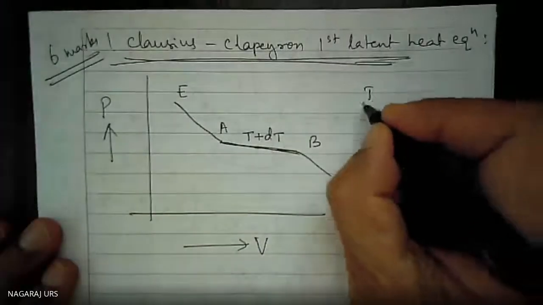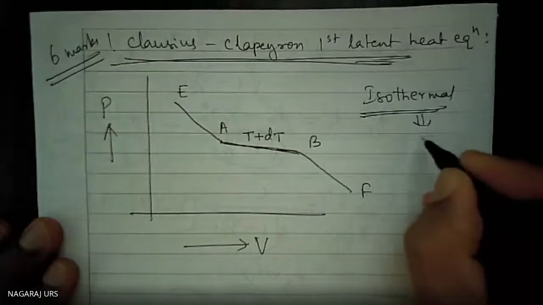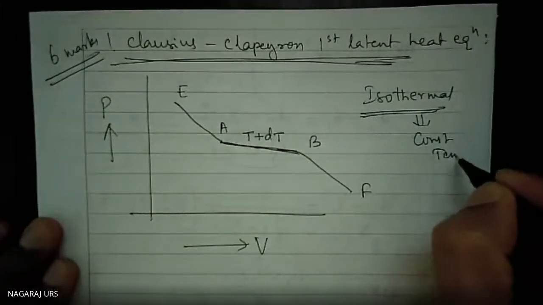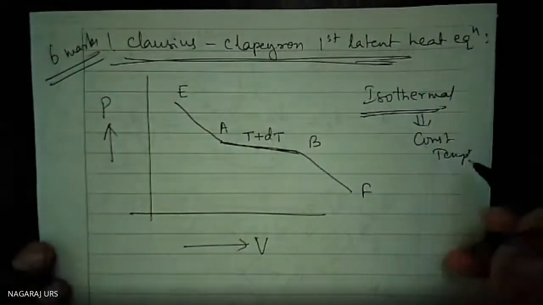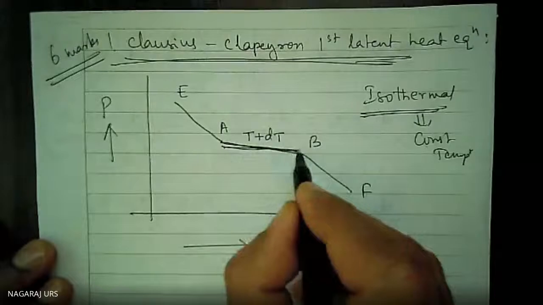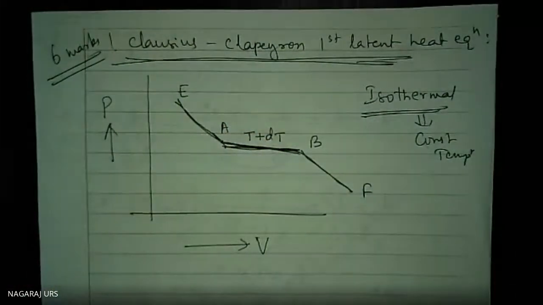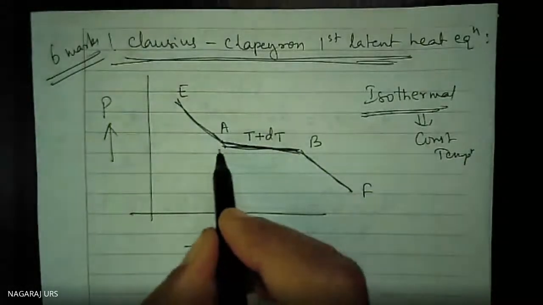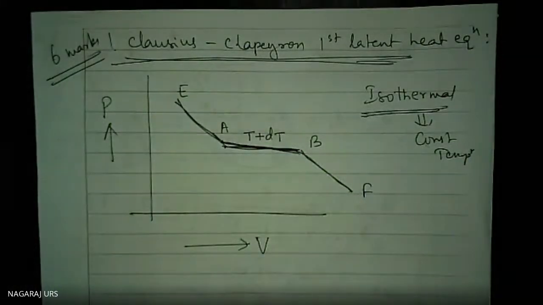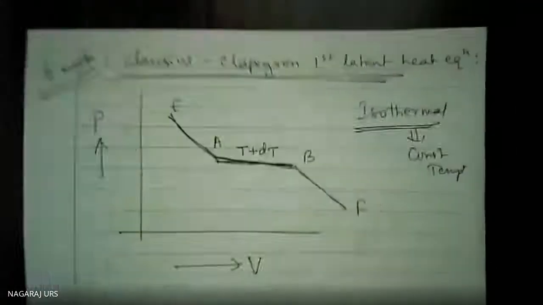Isotherm means isothermal. The word itself indicates constant temperature. Iso is a Latin word, therm means temperature, iso means same. At the same temperature, this particular graph has been drawn. So it is an isothermal curve. Which is that isothermal curve? FBAE is an isothermal curve, at a temperature of T plus dT.